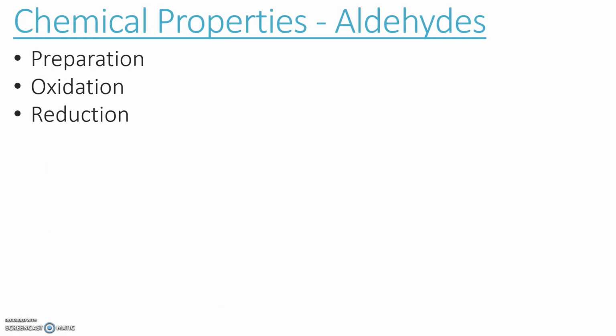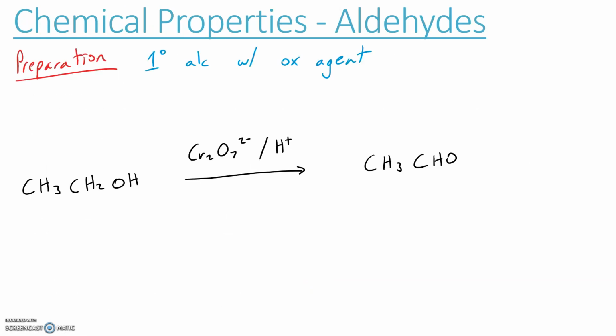Okay, we're going to look at preparation of aldehydes, oxidation, and reduction. Preparation, the easiest way is to take a primary alcohol, it must be a primary alcohol, and oxidize it. So in this case, we're using dichromate with an acid as a catalyst, and we get an aldehyde. Now the problem here is that an aldehyde is easily further oxidized to a carboxylic acid. So what do we do if we want to produce an aldehyde, but we don't want the further oxidation to take place and end up with a carboxylic acid?